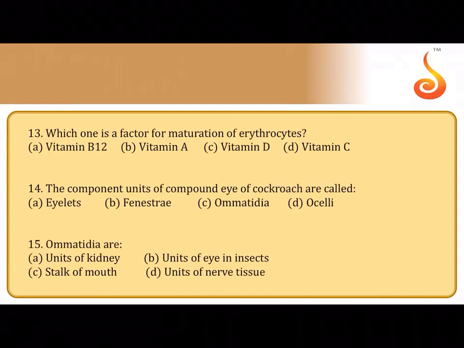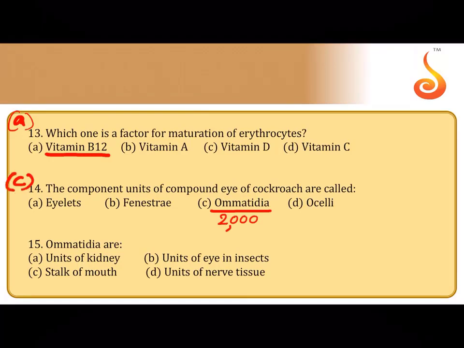Which one is the factor responsible for maturation of erythrocytes? Again, hemoglobin, vitamin B12. Okay. The component units of cockroach compound eye, Ommatidia. How many Ommatidia per eye? 2000 Ommatidia. Ommatidia are nothing but units of eye. These Ommatidia are also called the simple eyes. Isn't it? So it is the second option.